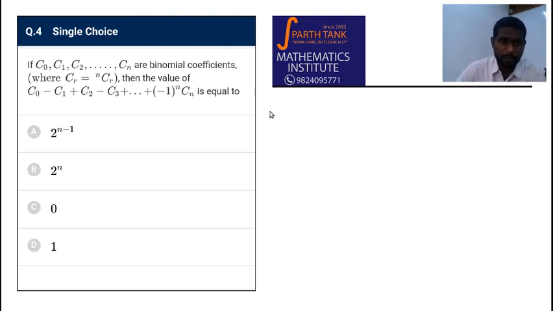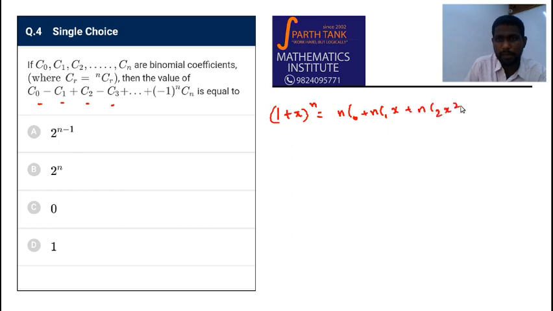Another question based on binomial coefficients. They are asking what is the value of C0 plus C1, C2, etc. As I told you, even in the previous question paper, I think there was a problem based on this. The starting point is to take (1 plus x) power n. This is given as nC0 plus nC1 x plus nC2 x squared plus and so on up to nCn x power n.